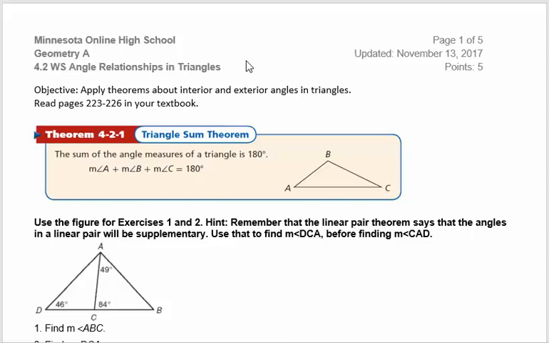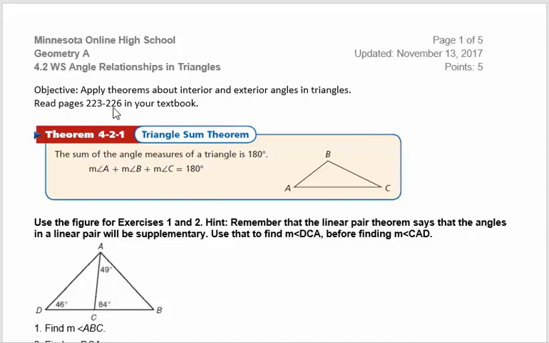Hello, this is Ms. DB, and in this video we're going to review how to do some of the problems from the 4.2 worksheet, which is on angle relationships in triangles. Our objective is to apply theorems about interior and exterior angles in triangles.